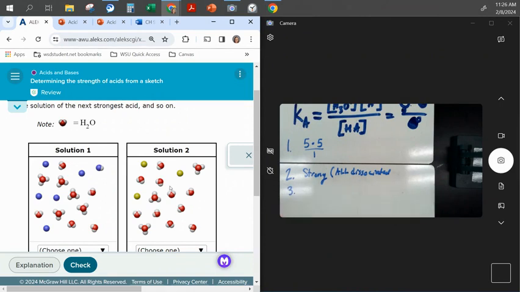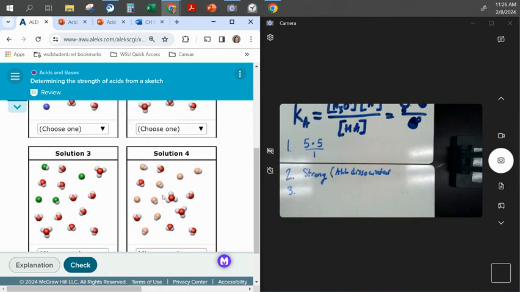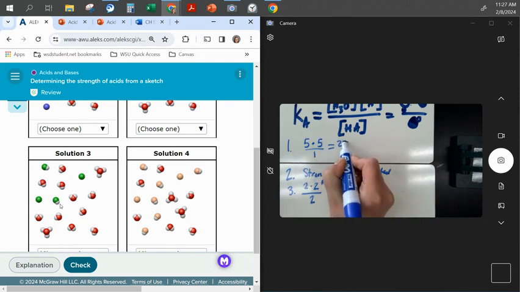Okay, number 3. I'm looking for hydronium: 1, 2 hydroniums times conjugate bases, 1, 2. That should always be the same number, so that's good. And then how many original acids? 1, 2, the acid connected to the hydrogen. So this is just 2. Okay, that one was 25.